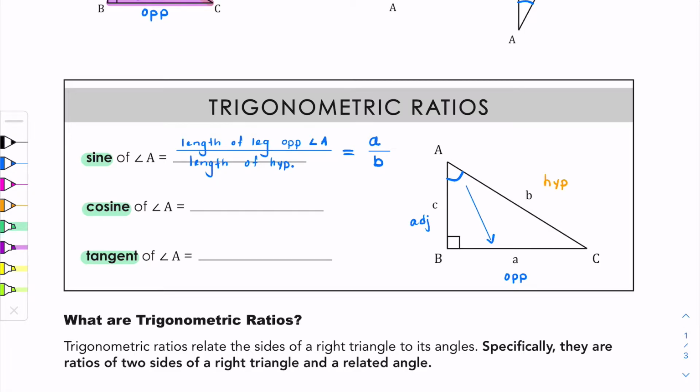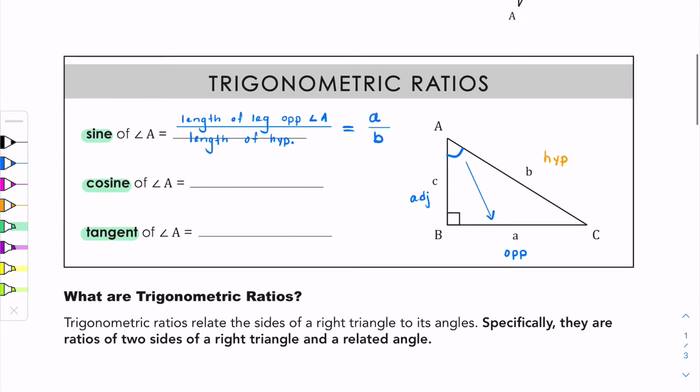I'm going to teach you a trick on how to memorize these, but for now we're just going to go through and write down what they are. The cosine of angle A is the length of the adjacent leg divided by whatever the length of the hypotenuse is. So if we use our model over here, our adjacent leg is represented with C, our hypotenuse is represented with B. Our ratio would be C over B.